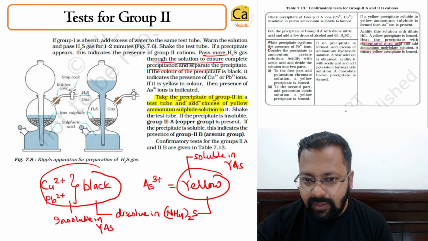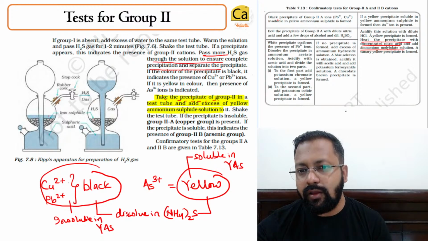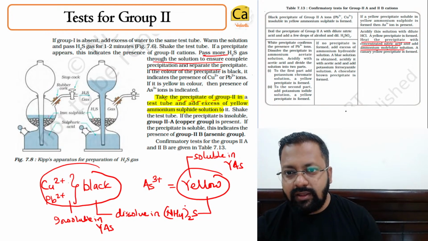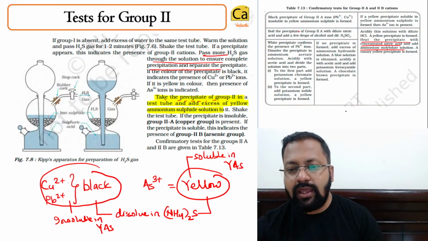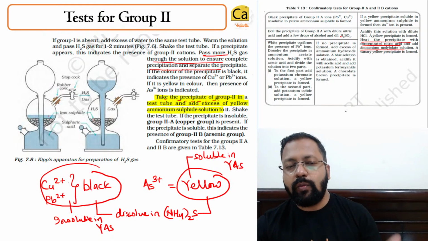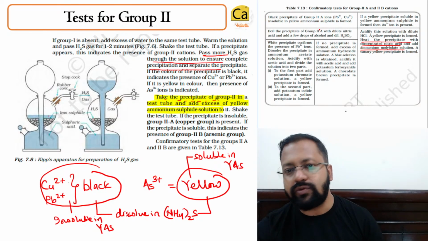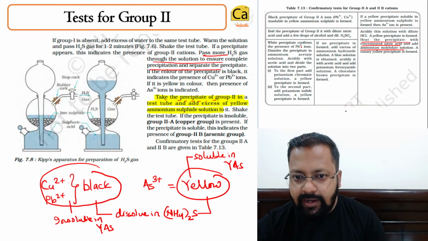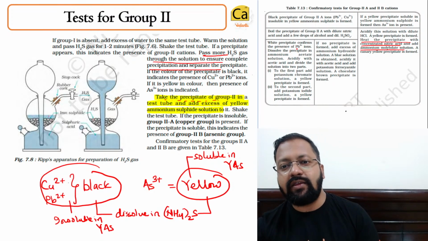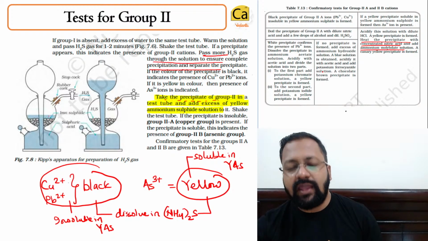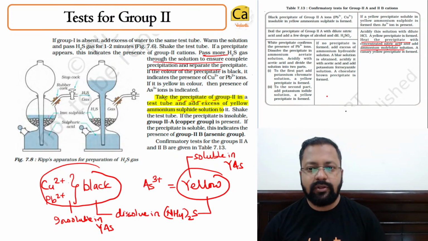Now if the black precipitate is insoluble in ammonium sulfide, what you do is you boil the precipitate with dilute nitric acid and a few drops of alcohol and dilute H2SO4. And if you get a white precipitate, it is lead. If there is no precipitate, then there is copper.